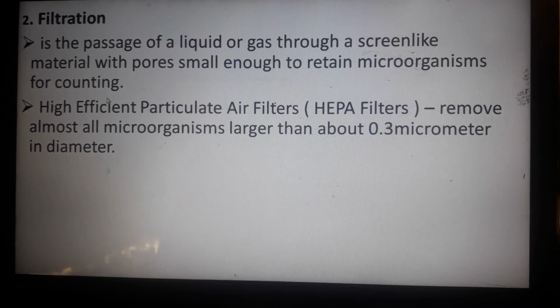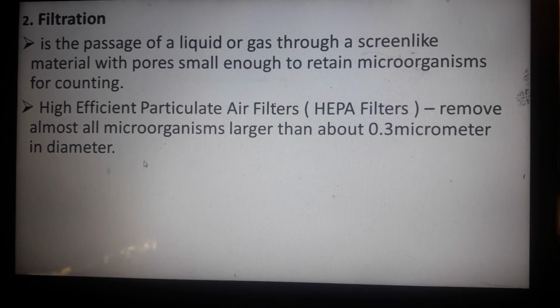So this is a bacteria filter, high efficiency particulate air filters. They remove almost all microorganisms larger than 0.3 micrometer. Other filters are the membrane filter, Seitz filter, and Chamberland, those are the filters I mentioned in the prelim. So these are the HEPA filters. HEPA filters are also used in the manufacturing process, no?